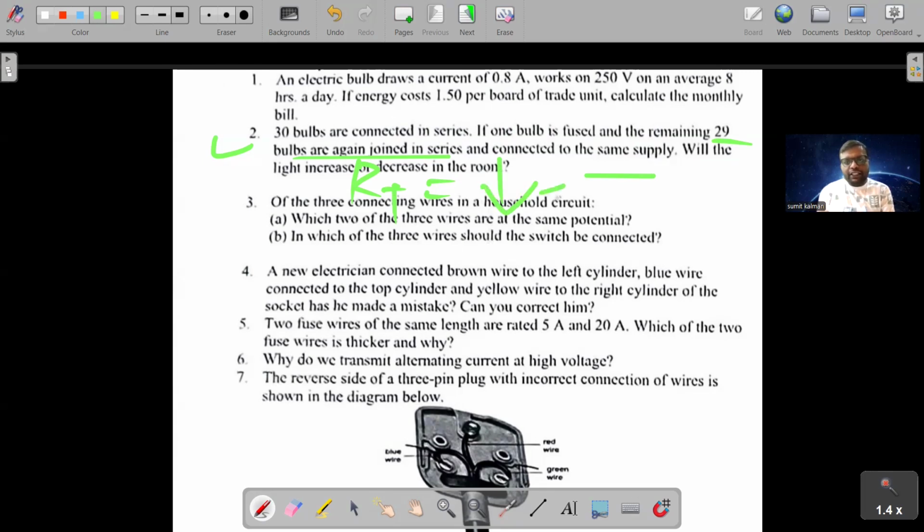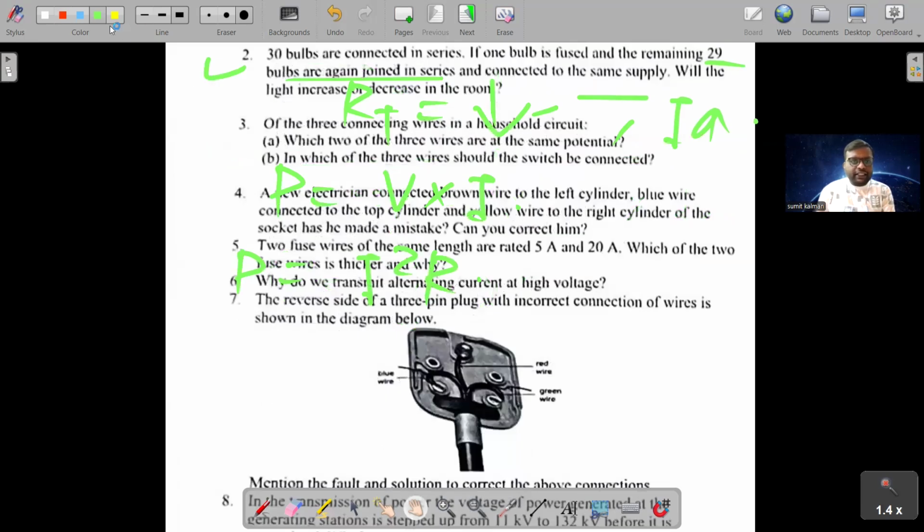And if resistance decreases, then current will increase. And as we all know, power is equal to voltage into current. Use Ohm's law here, V is equal to IR, so it will become I square R. Current remains the same across each bulb in series combination. If current is increased, then power will increase. So the brightness of the bulb will increase. In this way, you have to relate all the things.